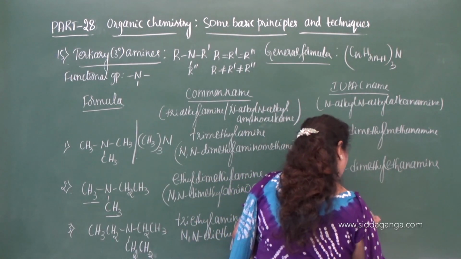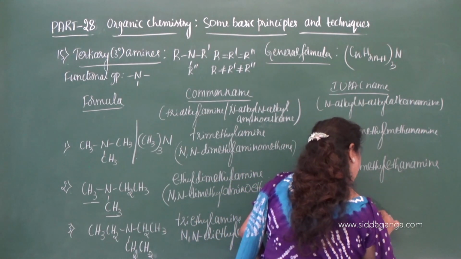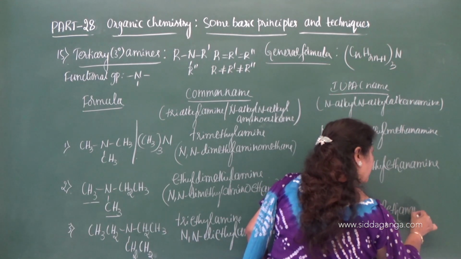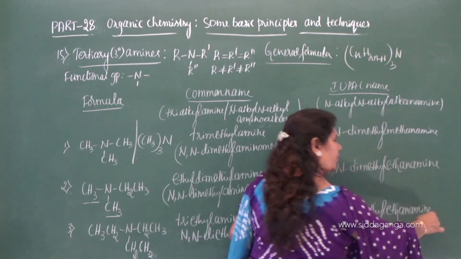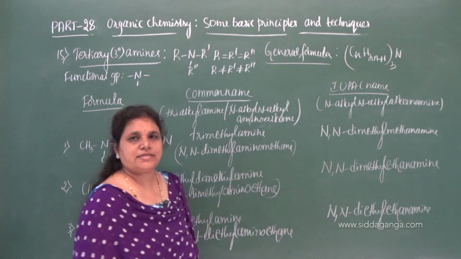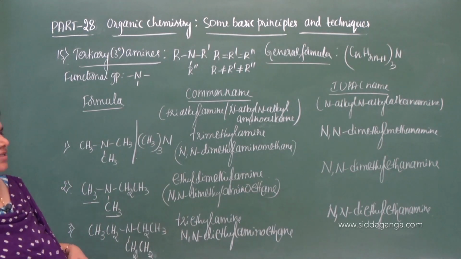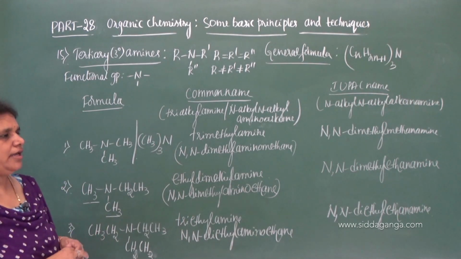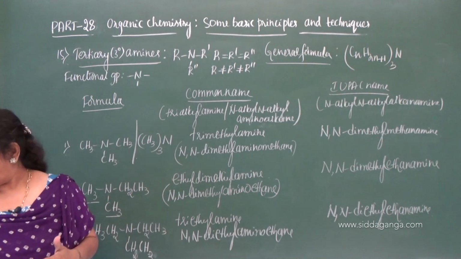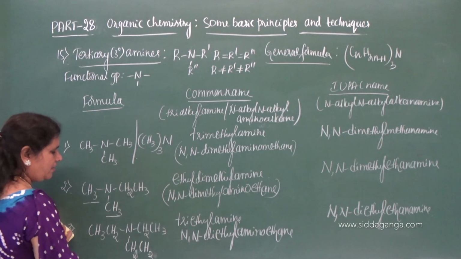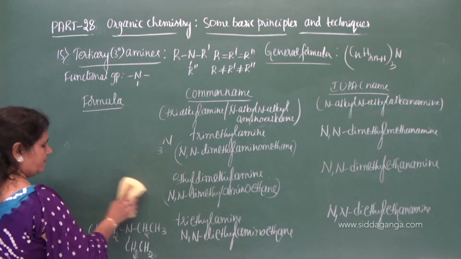N comma N diethyl ethanamine. Two ethyl groups I considered as prefixes, one ethyl group as a root word, and hence the name is N,N diethyl ethanamine. So let us give one more example where we will get three different groups here.